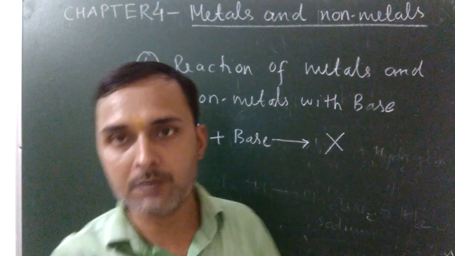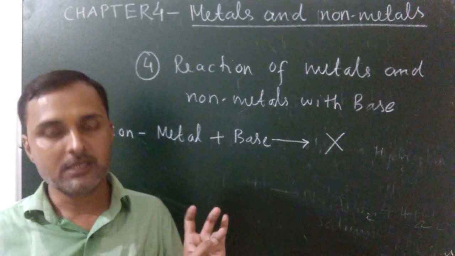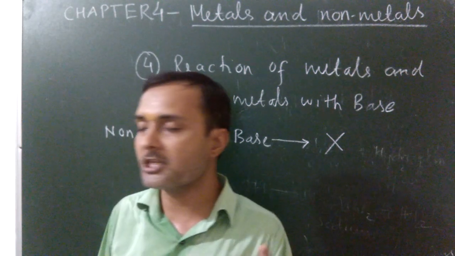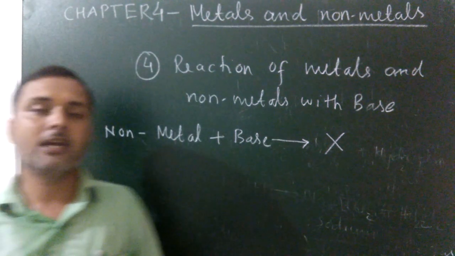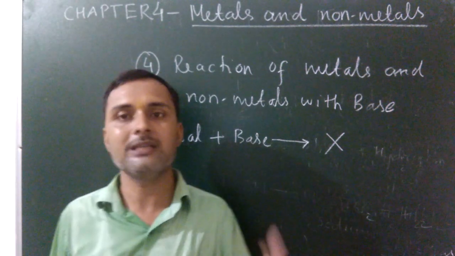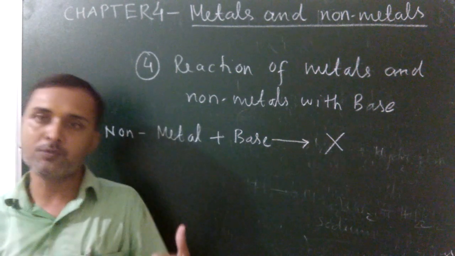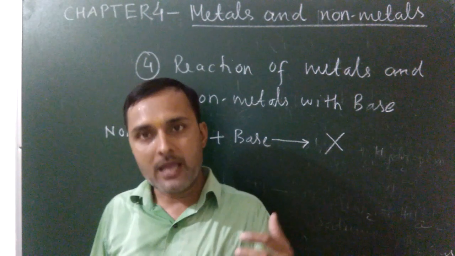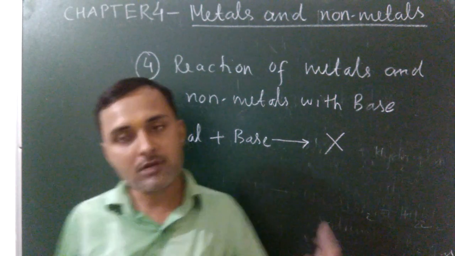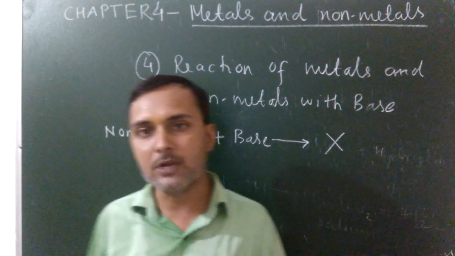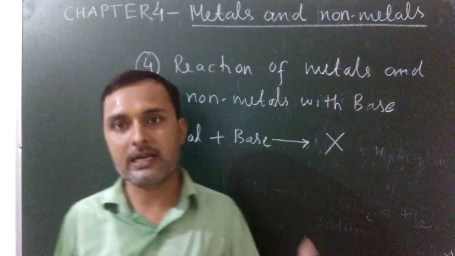So how many total chemical properties? Four. First one, reaction of metals and non-metals with oxygen. Second, reaction of metals and non-metals with water. Third, reaction of metals and non-metals with acids. And fourth, reaction of metals and non-metals with base. Generally, most metals do not react with base at room temperature, but some metals like zinc and aluminum can react, and they give a new compound and release hydrogen gas. But non-metals do not react with the base. Details you will read in the higher classes.